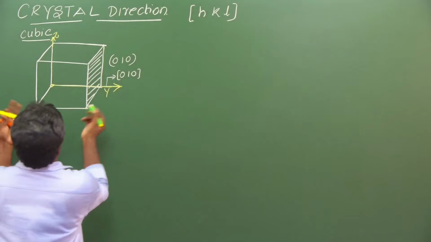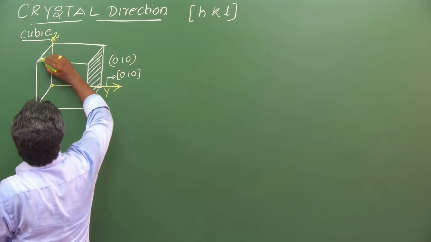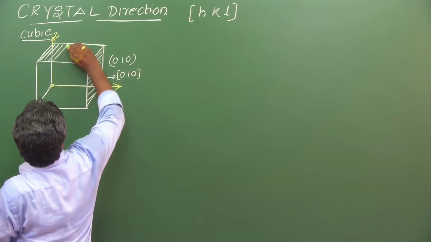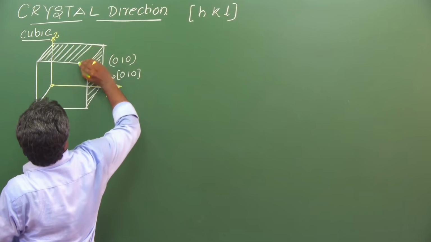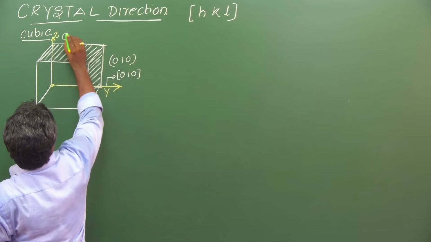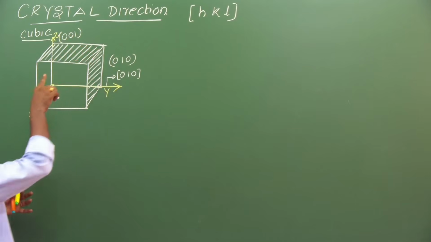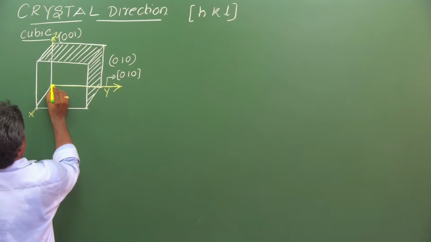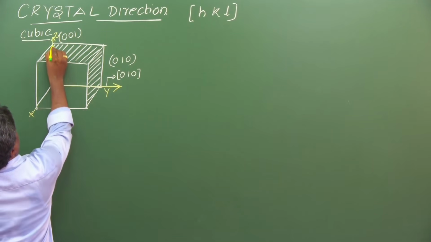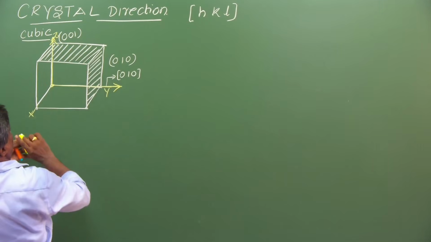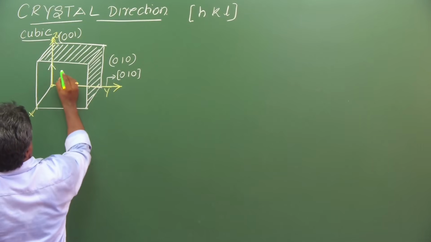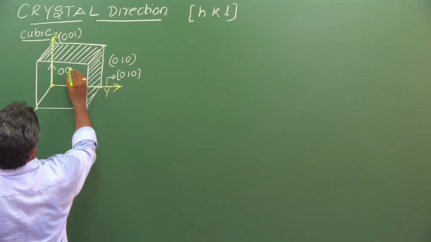If you consider one more example, if you are still not understanding, consider this plane. This is cutting the z-axis, that's why 0, 0, 1. This is the Miller indices. Now I am considering an axis like this, normal to that plane. That is represented by [0, 0, 1].